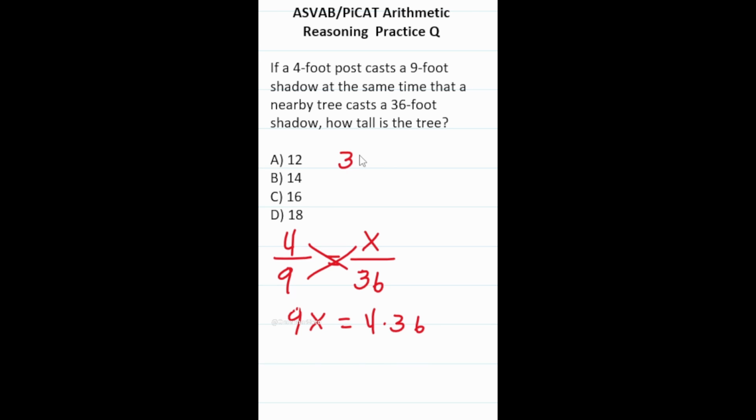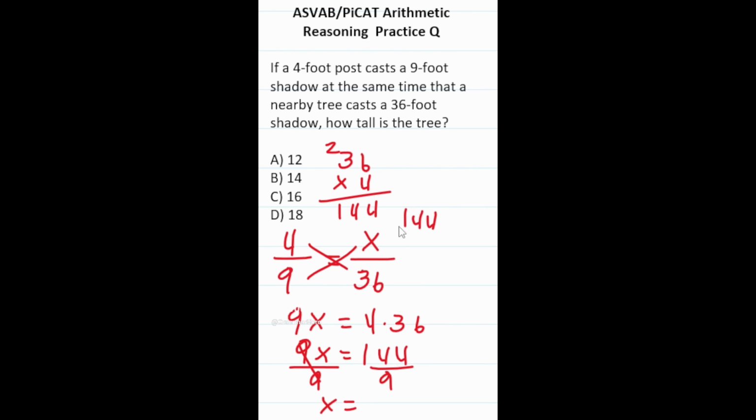What is 4 times 36? Let's do it off to the side if you can't do it mentally. This is 24. Carry a 2, 12, 14. So this becomes 9x equals 144. Divide both sides by 9 to get x by itself. What is 144 divided by 9? That's going to be 1. 9. Subtract, that's going to be 5. 4. 9 times 6 is exactly 54 with no remainder. So the height of this tree is C.